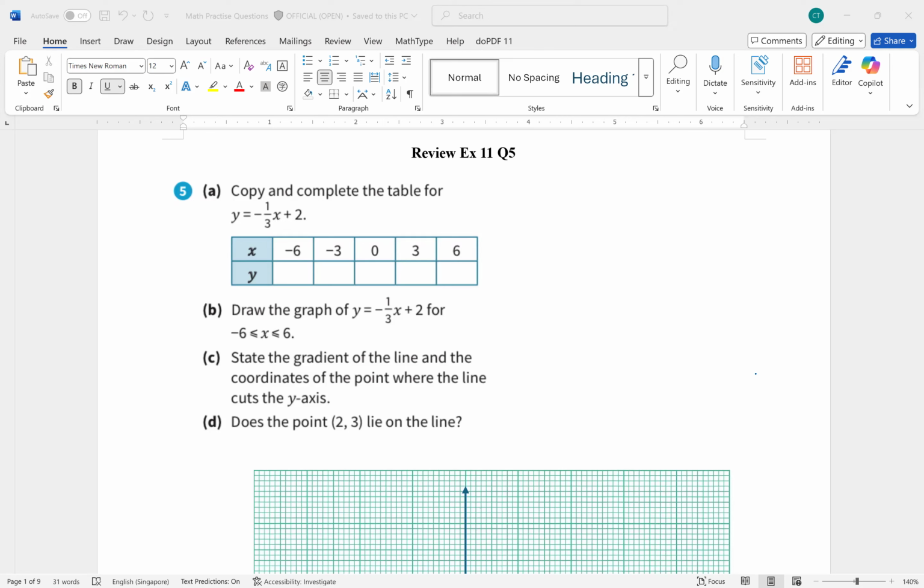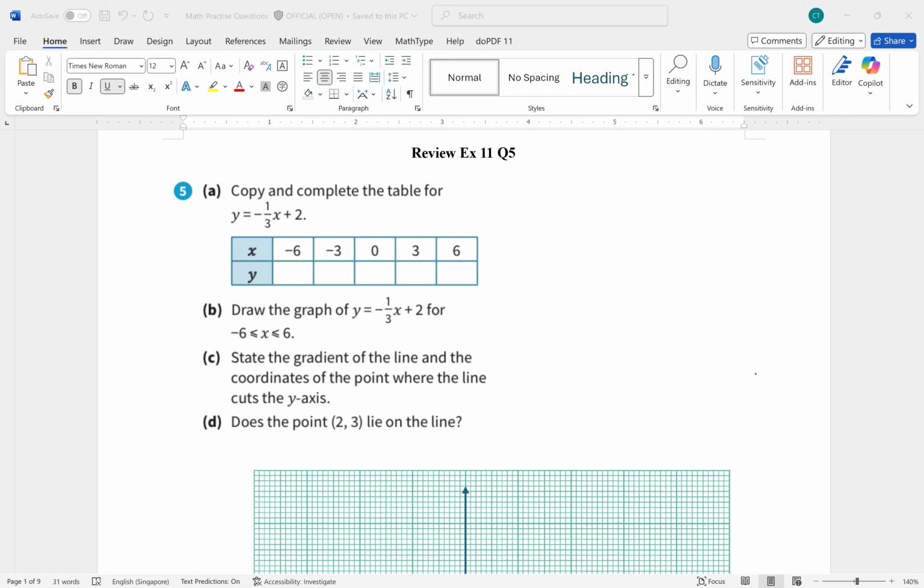We are asked in part A to copy and complete the table for the function y equals negative 1 third x plus 2, for all these values of x that are given to us. To find the corresponding values for y, all we need to do is substitute the x in the function with the values of x given in the table over here.